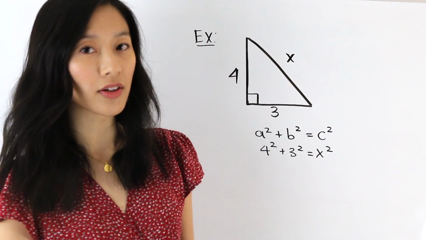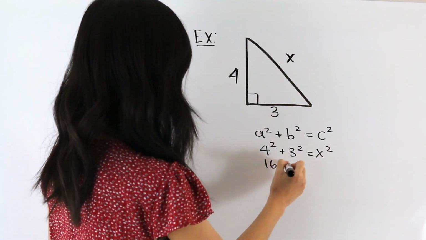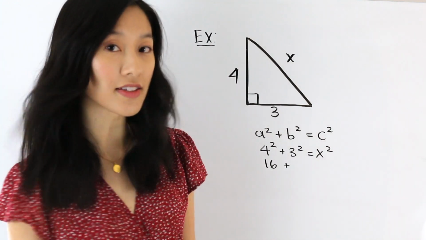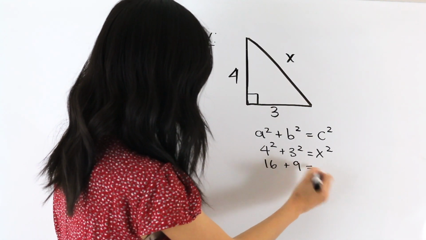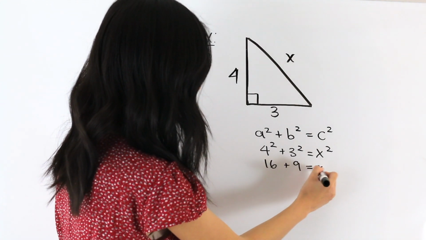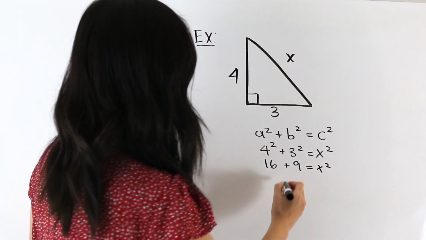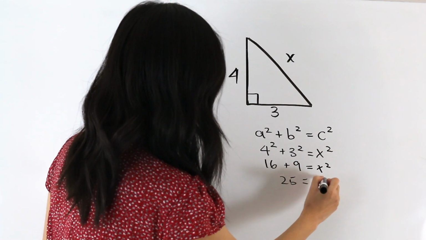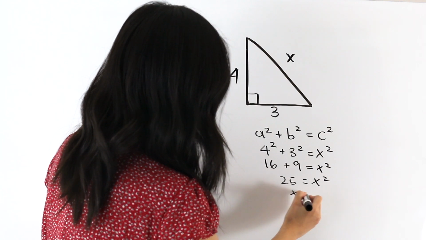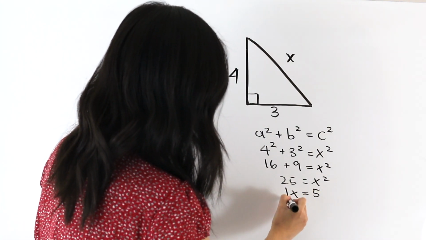So from here we are going to want to simplify. So 4 squared gives us 16, 3 squared gives us 9. And we'll add those up and set it equal to x squared. And then from here, 16 plus 9 is equal to 25. And we're going to set that equal to x squared. And then we get our final answer, which is 5.